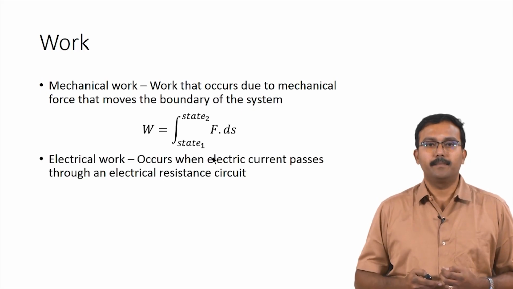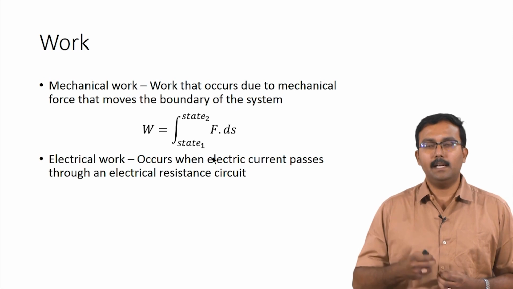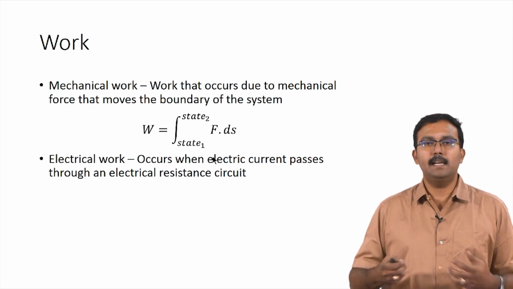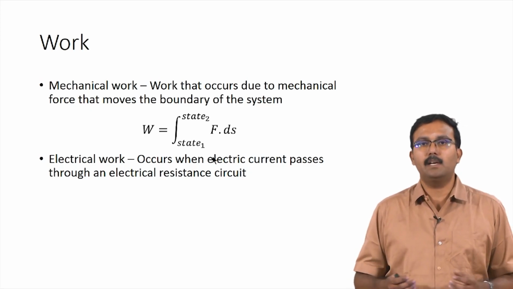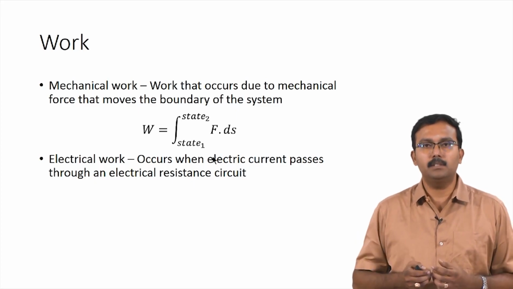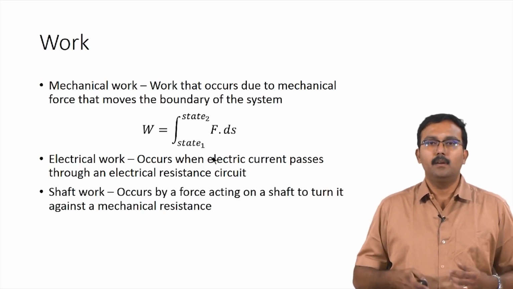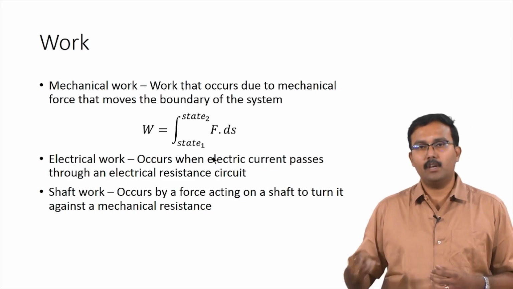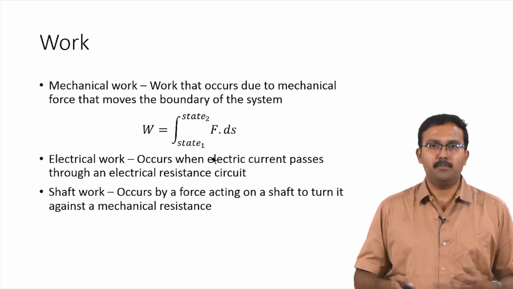change in its state. You can have electrical work, which is the work which is done when an electric current passes through a resistance, and this would create some amount of work. This is a type of work which we will not look at for our course, because we will be looking at chemical and biochemical processes where this is usually not a major factor. We can also have shaft work, which occurs when a force is acting on a shaft to turn it against a mechanical resistance. So, this would be the shaft work.